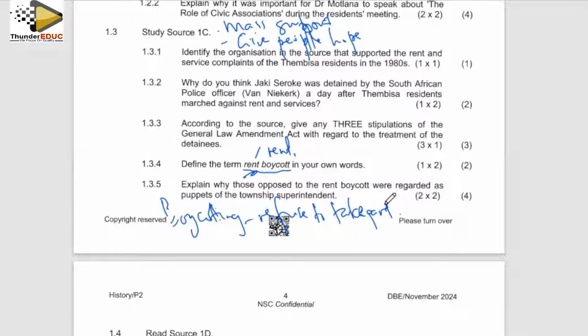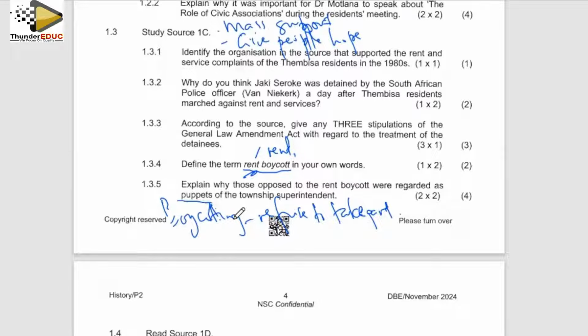So we are looking at some people opposing the rent boycotts. Remember, the movement was to liberate the black person, and there was supposed to be collective effort in the bid to try and liberate the black people from oppression. But however, there were some other black people amongst the same society who were working in favor of the needs of the apartheid or the oppressor by that same time. So why were those opposed to the rent boycotts regarded as puppets of the township superintendent? And also the other key aspect, you should understand what a puppet is.